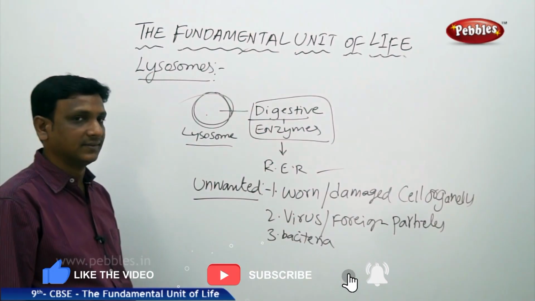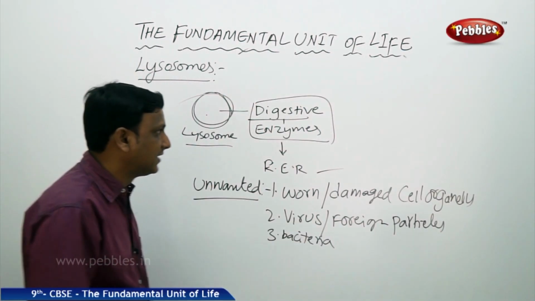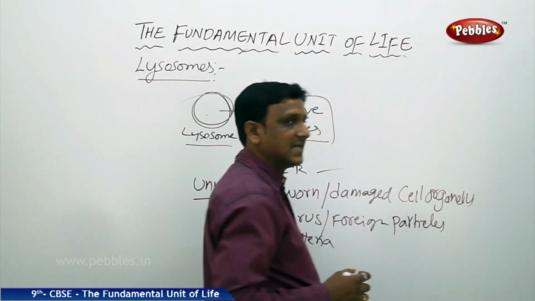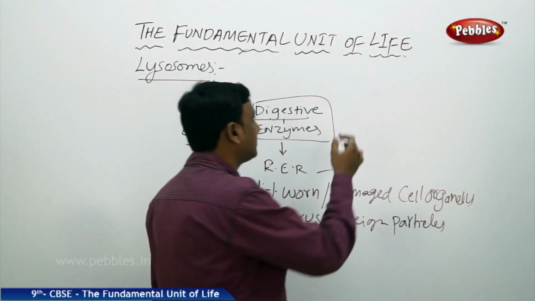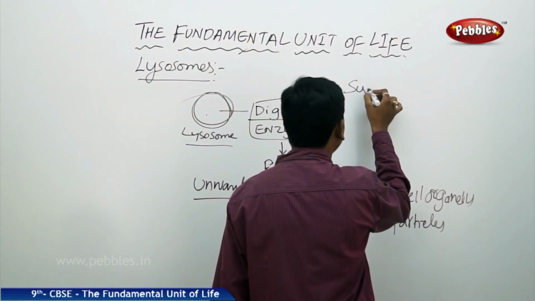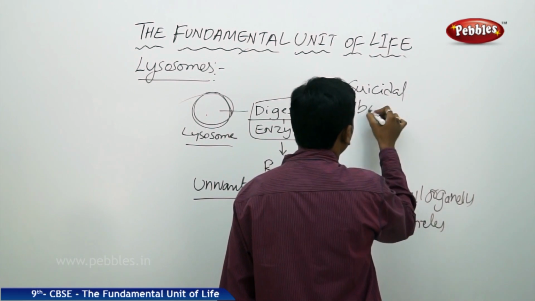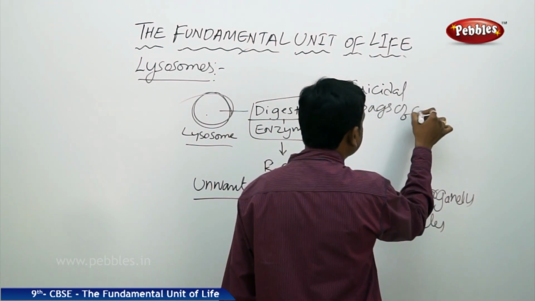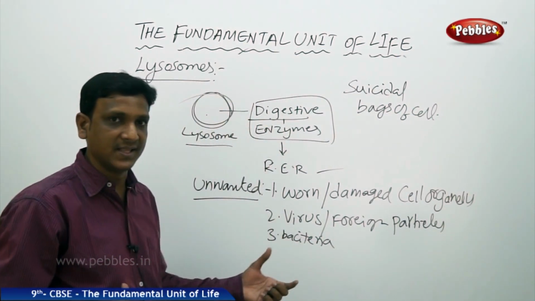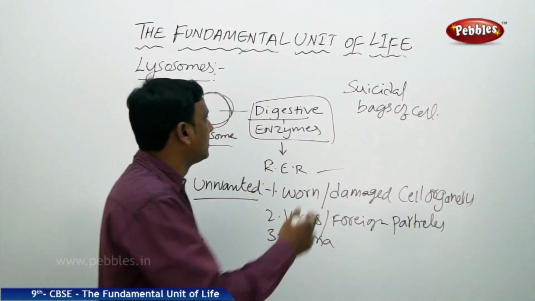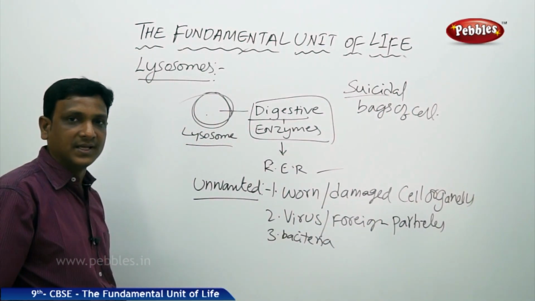So that is the reason the lysosomes are called suicidal bags of a cell, because when a cell is damaged, the contents, the components are digested by this lysosome. It is called a suicidal bag of the cell. So when the cell has to be digested, these lysosomes burst and they digest the cell. That is the reason they are called suicidal bags of the cell. So this is about the lysosomes.